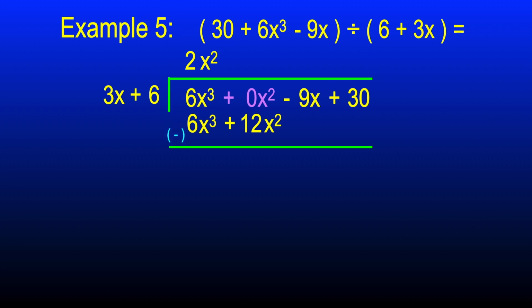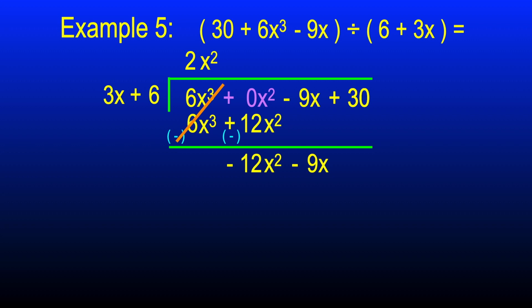So, negative, change the sign. Then, simplify. 0 na yan. Then, 0 plus negative 12 is negative 12. Copy lang si x squared. Saka natin i-bring down si negative 9x. Ayan. I-bring down natin. Pag nag-bring down, babalik sa first step, divide.